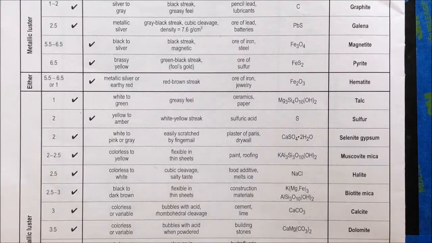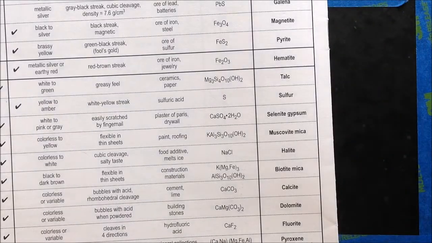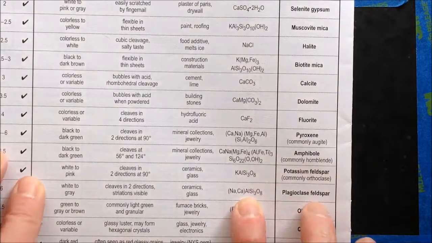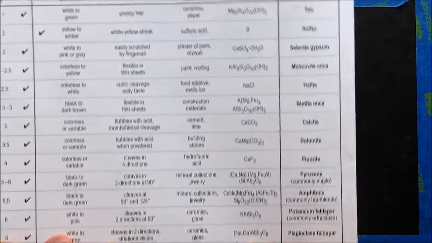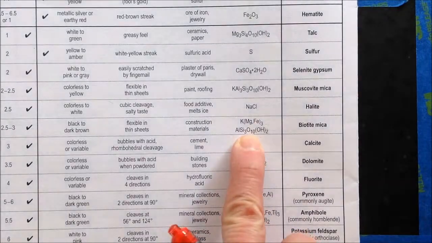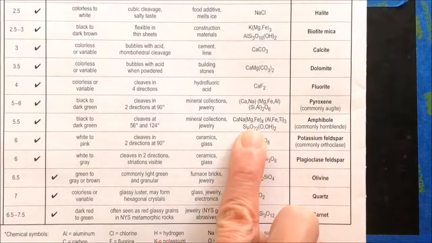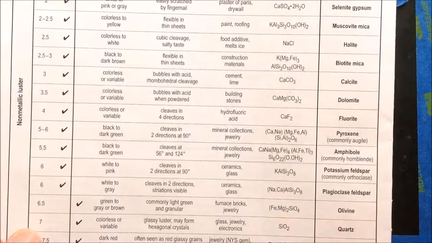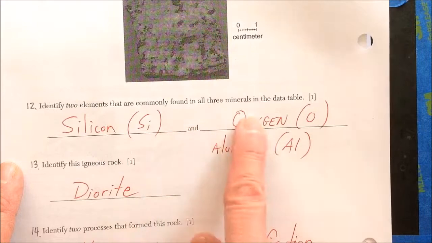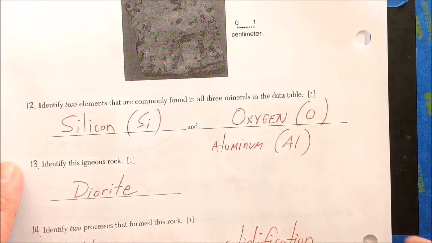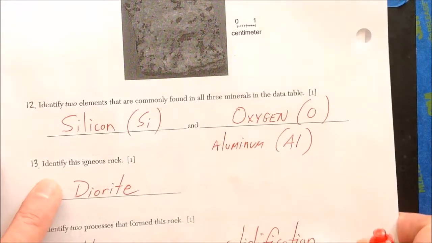You have to realize that this is now a mineral question, so you have to go to this page of the reference table, and we're looking at plagioclase feldspar, biotite, and amphibole. You've got to recognize that the ones that are common are silicon, oxygen, or aluminum. Any 2 of those 3 works. Any 2. All right. 13.